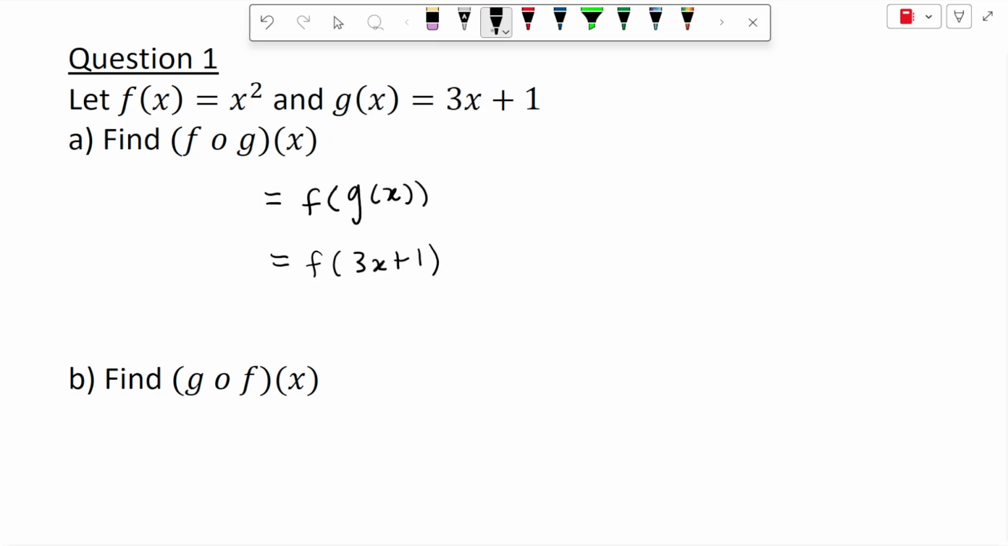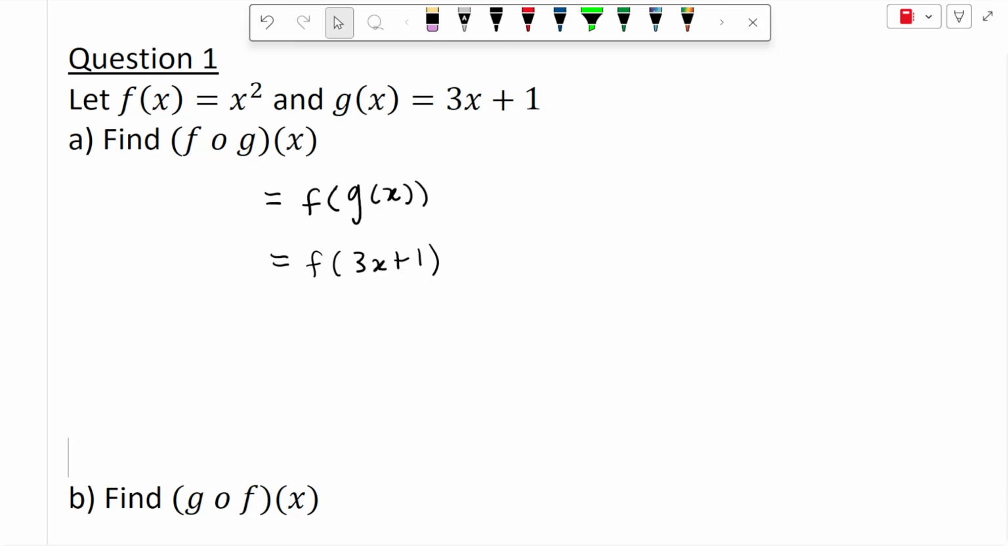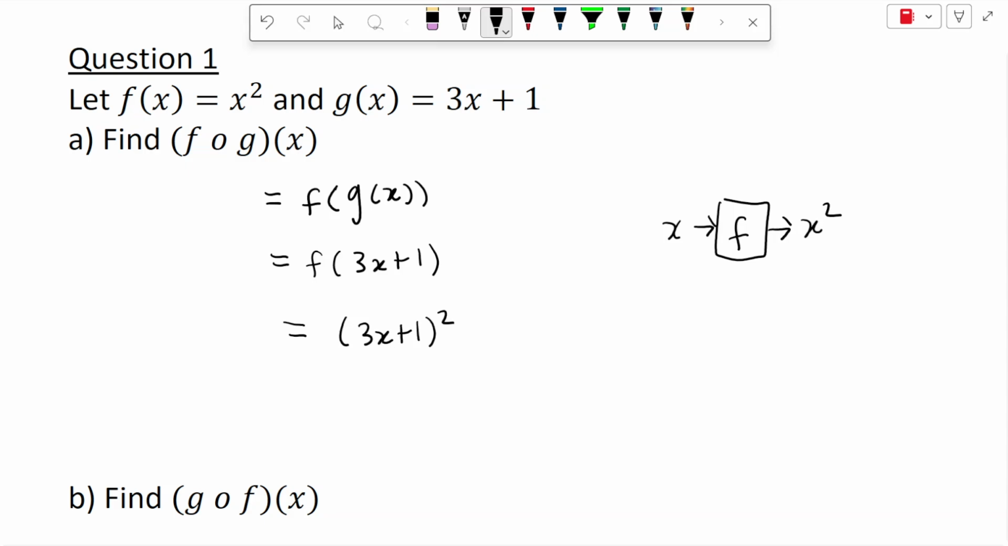Now normally what f does is it takes x and sends it to x squared. You can think of a function as doing that to x. So when we apply f to 3x plus 1, it takes 3x plus 1 and squares it. So that's what f of g of x means.